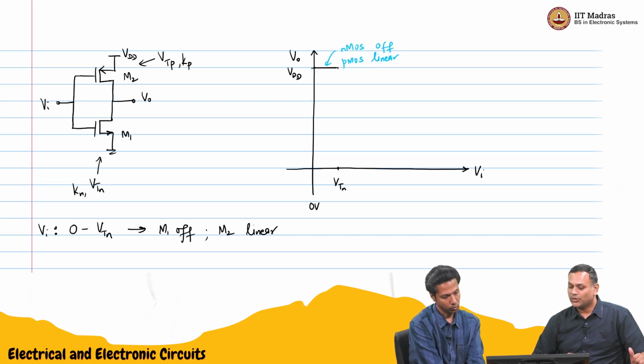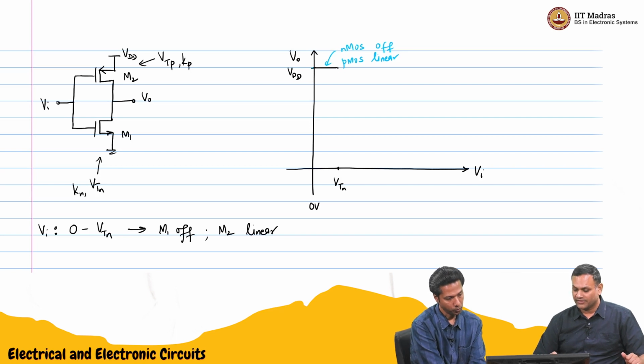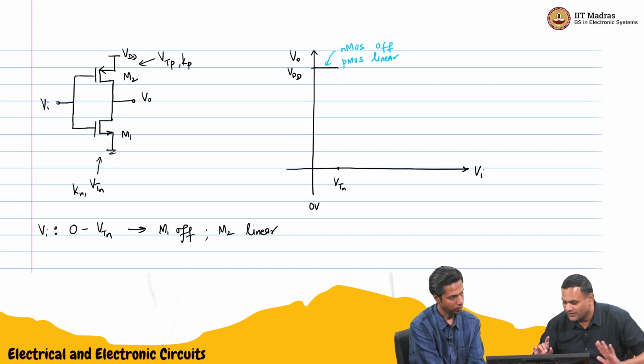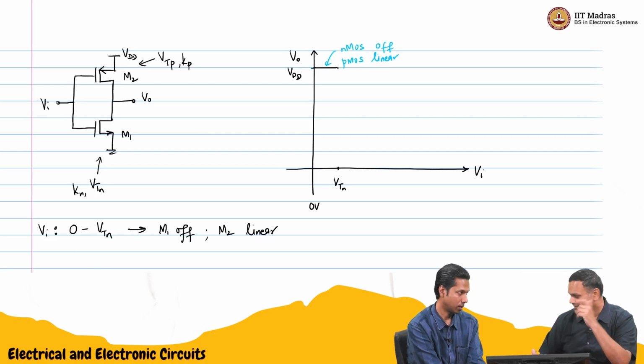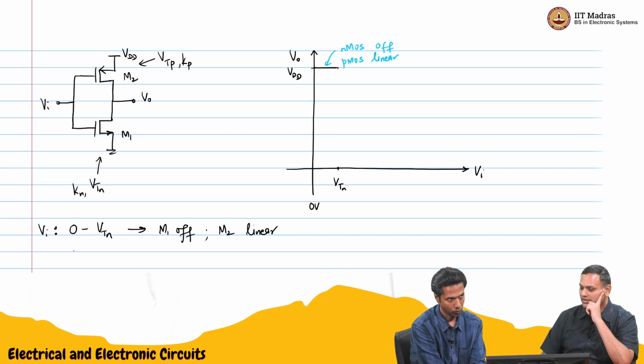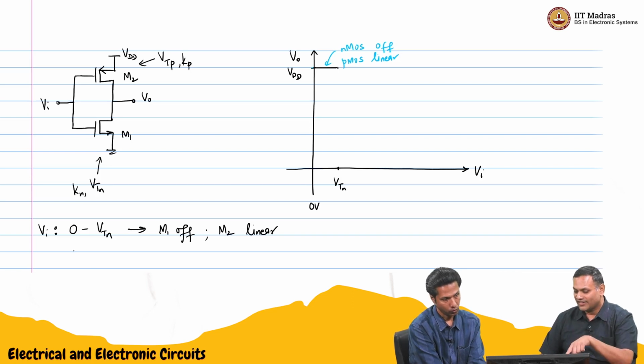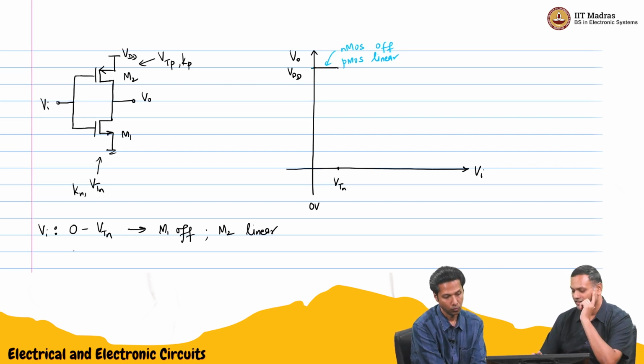After that, what happens? Current can flow. Beyond VTN, correct? M1 will start conducting. Current can flow, right? But we need to find out whether M1 is in saturation, M2 is in saturation or triode or what it is.